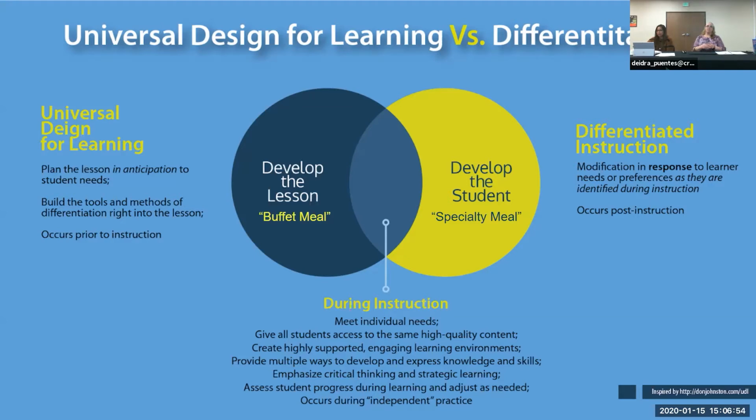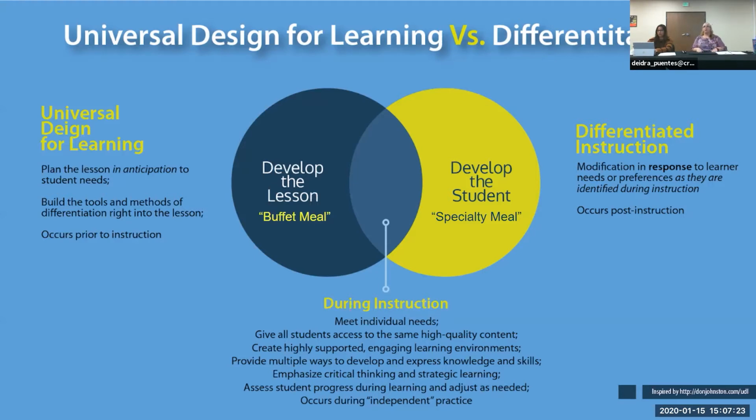And at the bottom, you can see that the things that happen during instruction that overlap are that they meet individual needs. Both strategies give access to high quality content, highly supported, engaging learning environments, provide multiple ways to develop and express knowledge and skills, emphasize critical thinking and strategic learning, and assess student progress during learning and adjust as needed. It often occurs during independent practice.